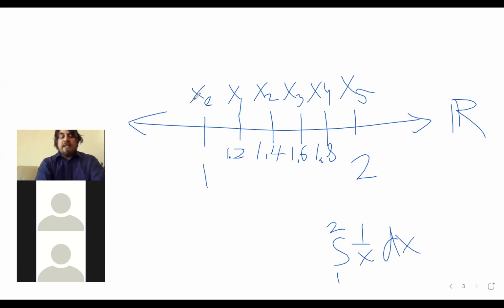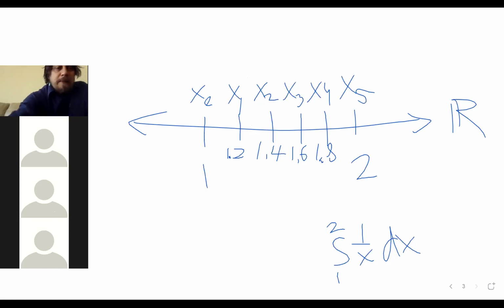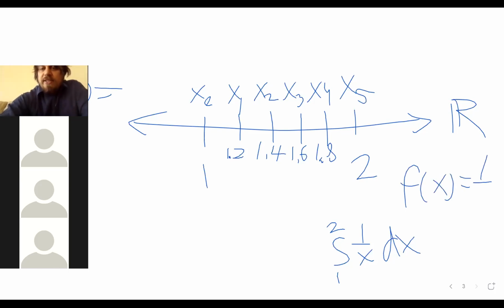Those are the values of x naught through x5, and so you're going to take f of those values. f of x naught is f of 1. f of x is 1 over x, the integrand function here. So f of 1 is 1 over 1, which is 1. f of 1.2 is equal to 1 over 1.2.